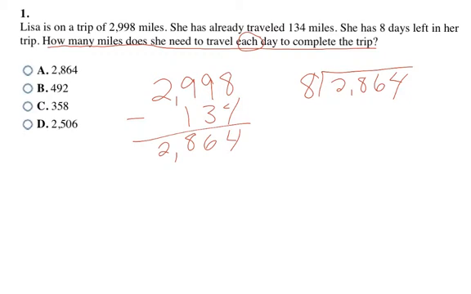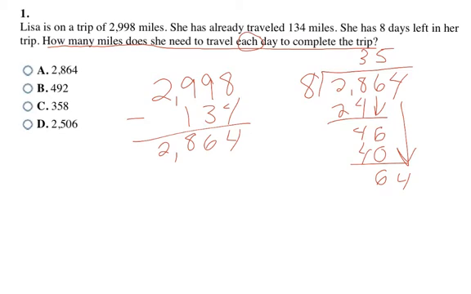8 can't divide into 2, but it can divide into 28. And it divides into 28 3 times. 3 times 8 is 24. 28 minus 24 is 4. Bring down the 6. That's going to be 46. 8 divides into 46 5 times. 5 times 8 is 40. That's going to leave me with the remainder 6. Bring down the 4. 8 divides into 64 8 times. 8 times 8 is 64. Subtract those, and I'm left with the remainder of 0.